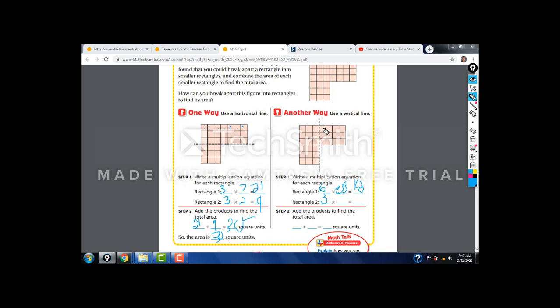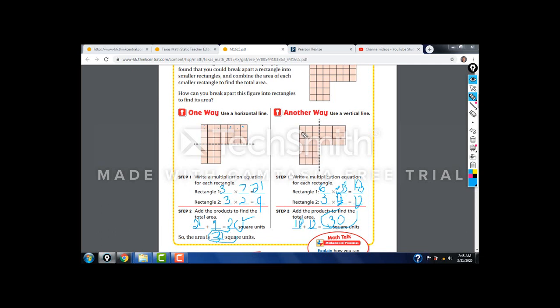The width is 1, 2, 3, 4. Add the two products. Oh, 4. I'm sorry. That's 12. I add the two products, 18 plus 12, and I still come up with the same amount, 30 square units, and that matches that here.